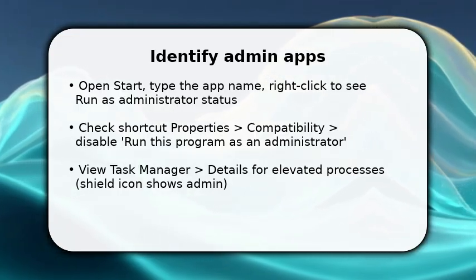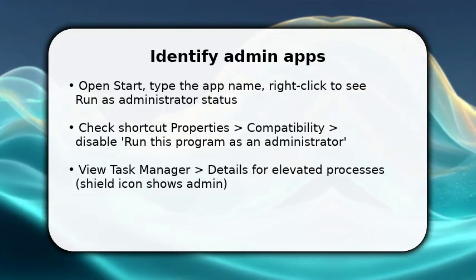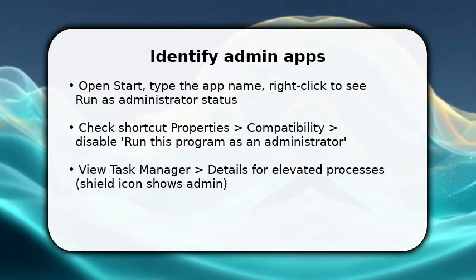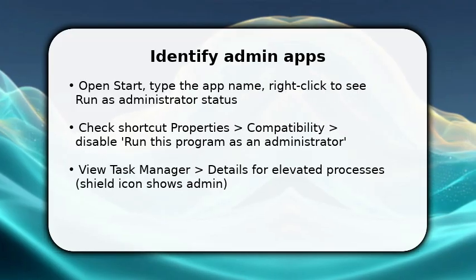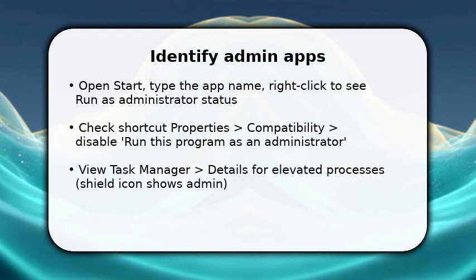You should also open Task Manager and scan the Details pane for elevated processes with the shield icon. This first pass quickly removes accidental admin launches and gives you the list of apps that need a permanent change.